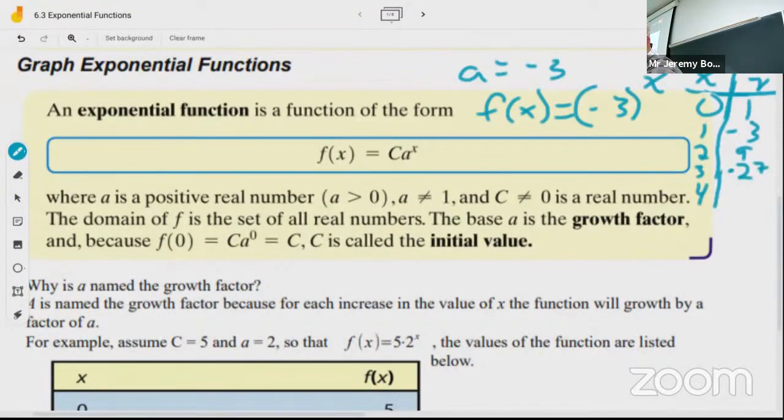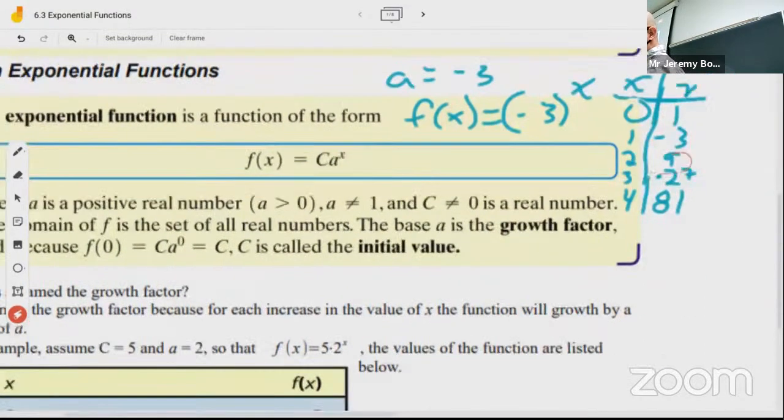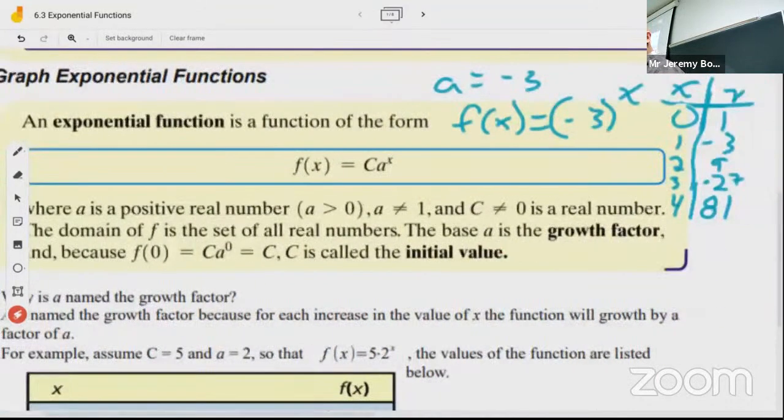What if it's raised to the 4th power? That's -3 times -3 times -3 times -3. 9 times 9 is going to be 81, right? But what's the problem that's happening there? You see a problem? It's negative and positive. We're oscillating between positive, negative, positive, negative. So that's why we don't want that negative base, because it's going to oscillate between these values.